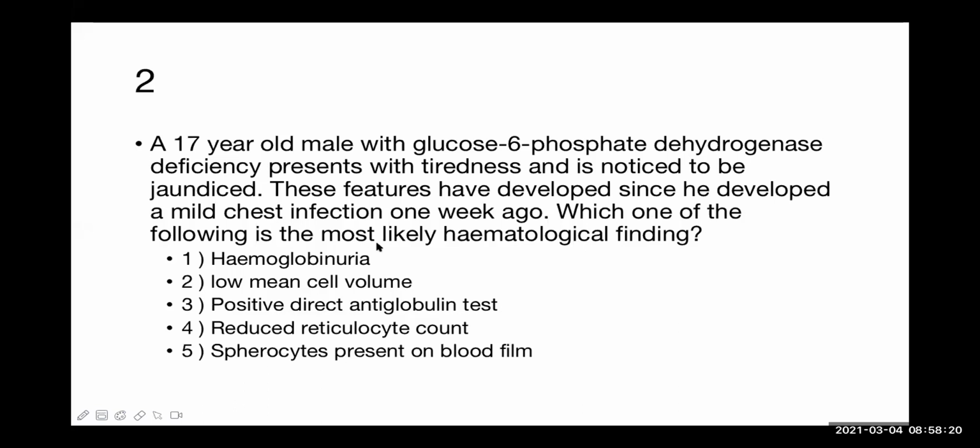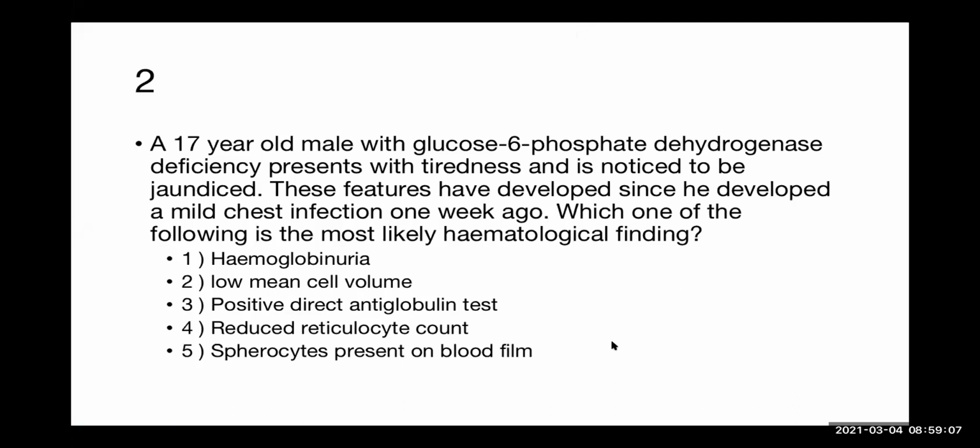Now, which one of the following is the most likely hematological finding? The question is a bit different. They want some different answer here. So let's go to the choices. Hemoglobinuria, low mean cell volume or MCV, positive direct antiglobulin test, reduced reticulocyte count, and spherocytes present on the blood film. So which one is your answer? Just think about it and tell me. Spherocytes present on the blood film. So you think spherocytes present on the blood film? Okay. Yes, sir. Maybe hemoglobinuria also occurs.